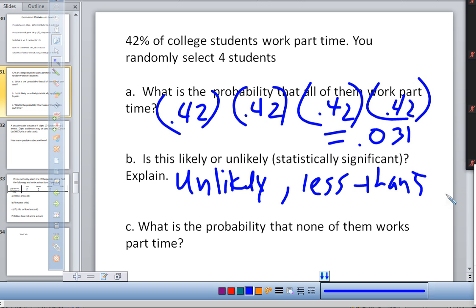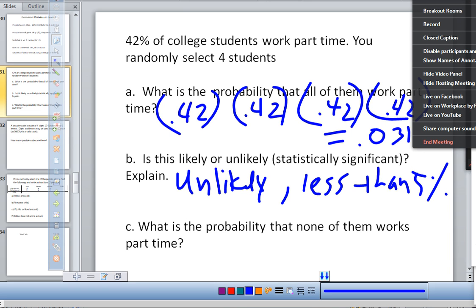What's the probability none of them works part-time? What's the none of them? Did I just lose somebody? No, I can't gain anybody because.